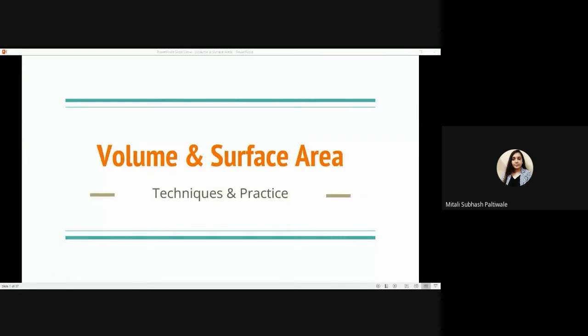Hello, everybody. We are back again with another session of GRE. The topic we saw just before was area and perimeter, and today we are going to discuss volume and surface area. As I was telling you, volume and surface area are related to 3D shapes, whereas area and perimeter are related to 2D shapes.